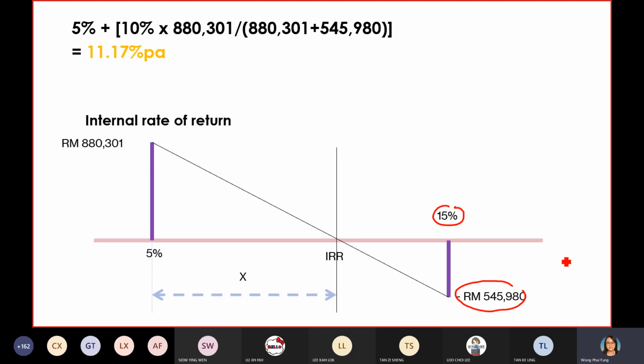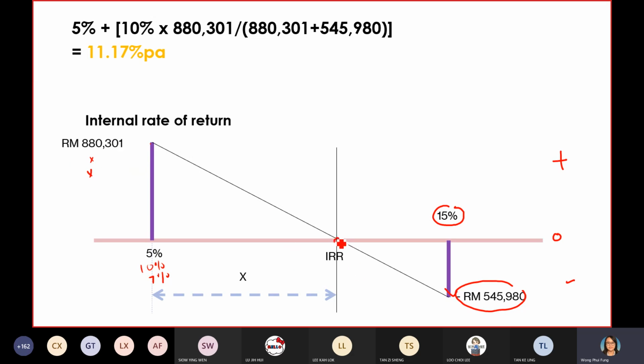545,980. So at the bottom here is 0, here positive, here negative. So at 15% you have a deficit. Just now I used 5% and I got a surplus of 880,380. If you use 10%, here you put 10%, then here you put your figure. If you use 7%, then you put 7% here, and another figure here. It does not matter because we are not finding this one.